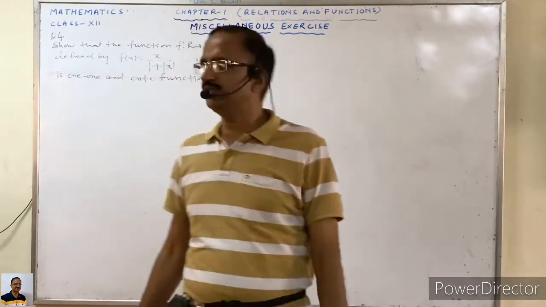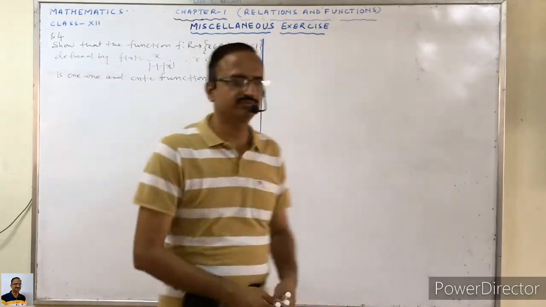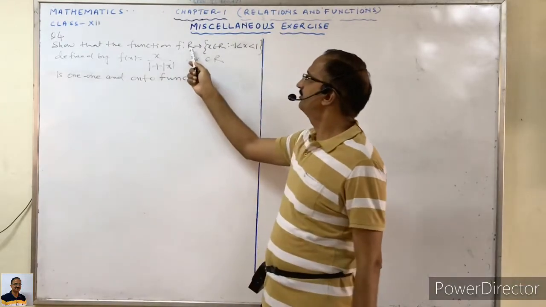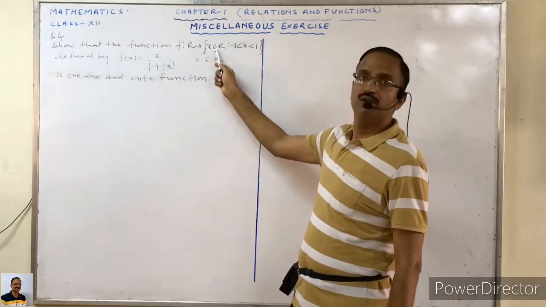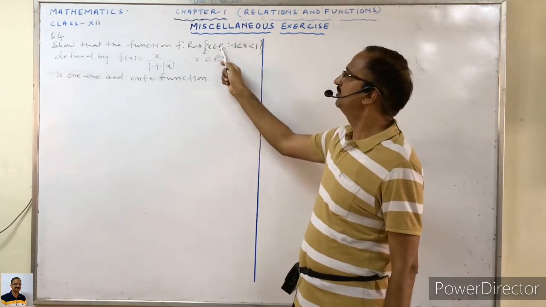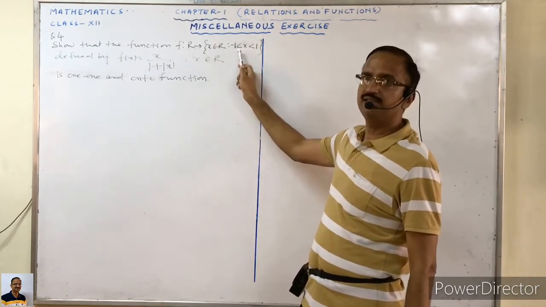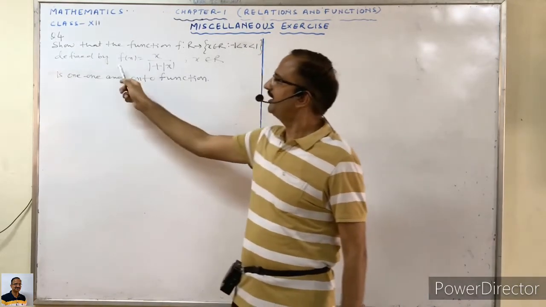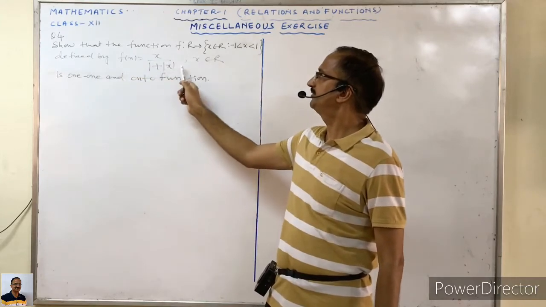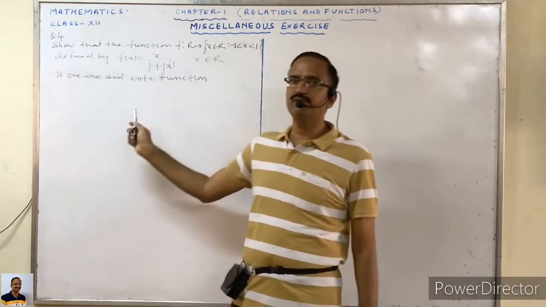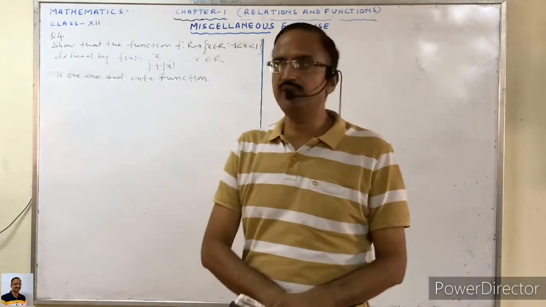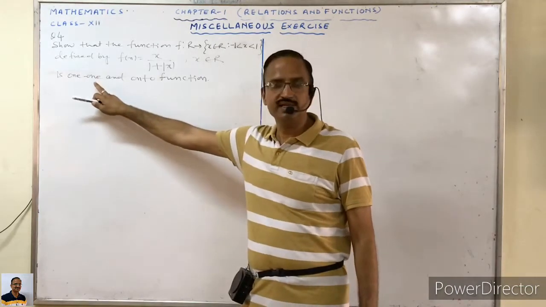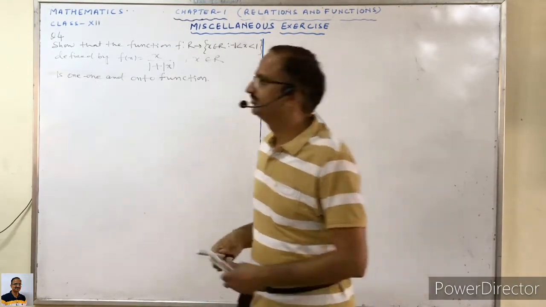Now we are going to discuss question number 4. In this question, show that the function f defined from real numbers to real numbers, where x belongs to real numbers but the condition is that x is greater than minus 1 and less than 1, defined by fx equal to x upon 1 plus modulus of x, is one-one and onto. So we have to prove that this function is one-one and onto. So we have to prove the function is injective and surjective. So let us start.